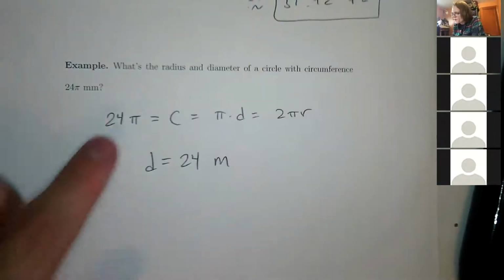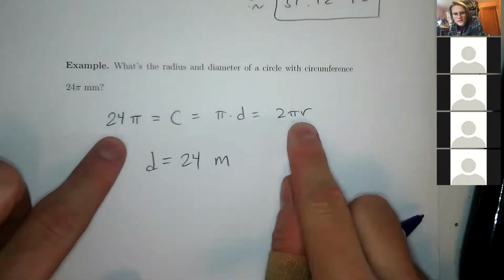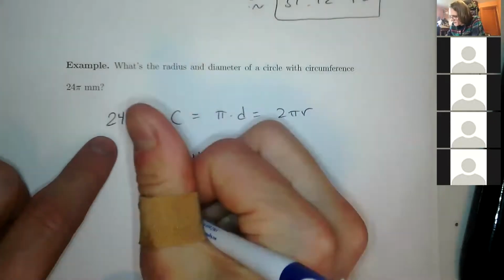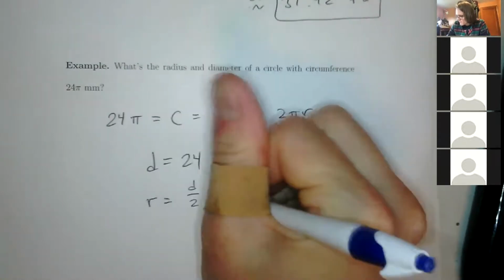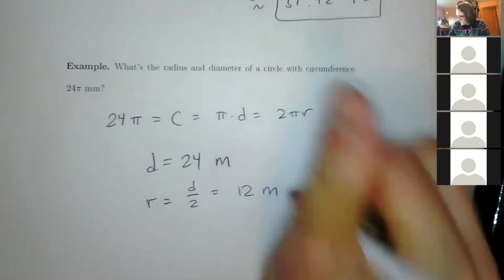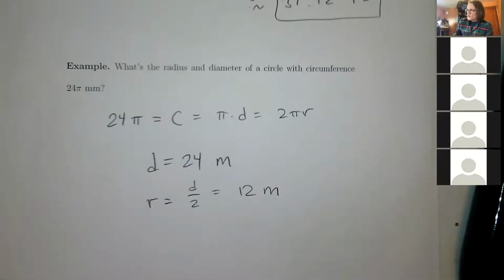And then if 24 pi is 2 pi r, what is r necessarily? Or you can think of it as if the diameter is 24 and the radius is half the diameter, what is my radius? 12. Yep. All right, so there you go. From the circumference, you can get the other information too. You can go back and forth pretty easily just by solving some equations.